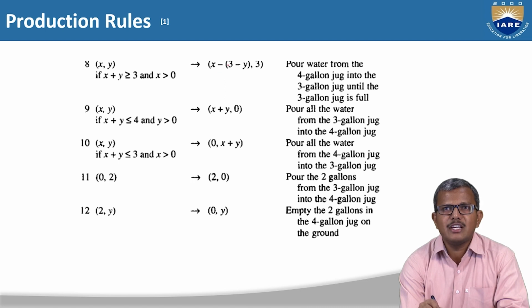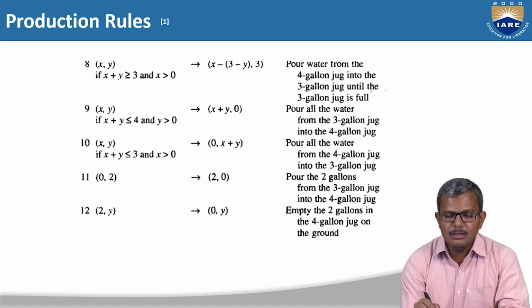Here I am representing (x − 3, y, 3). So what does it mean? I am trying to pour the complete water from the 4-gallon jug into the 3-gallon jug until the 3-gallon jug is full. This is one production rule.